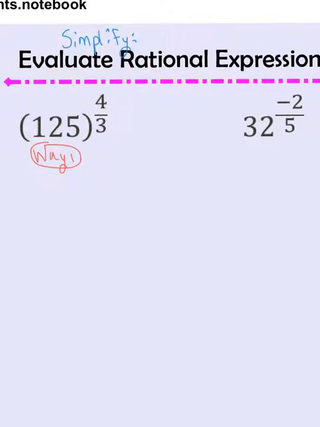So the 125 can be converted into 5 to the 3rd, and that is raised to the 4/3. Then remember, this is a power to a power. Power to a power, we multiply exponents. So we're going to take 5 to the 3, and I'm going to put 3 over 1 because I'm multiplying it to a fraction, times 4/3.